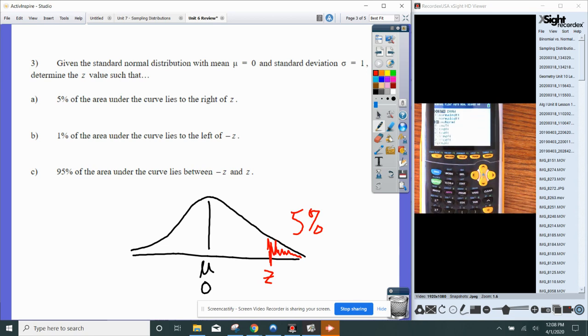So what we can do on our calculator is something called the inverse normal. So it's actually number 3. The area would be the 5%, 0.05. Actually, since we're going to the right, you have to think of it as, if 5% of it is to the right, 95% of it is to the left. And we're going to have to use the 95% because the calculator goes down. So that means over here would be the z-score, 1.64.